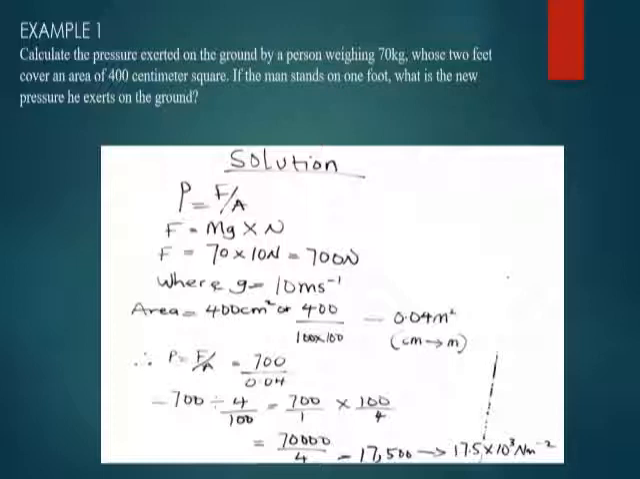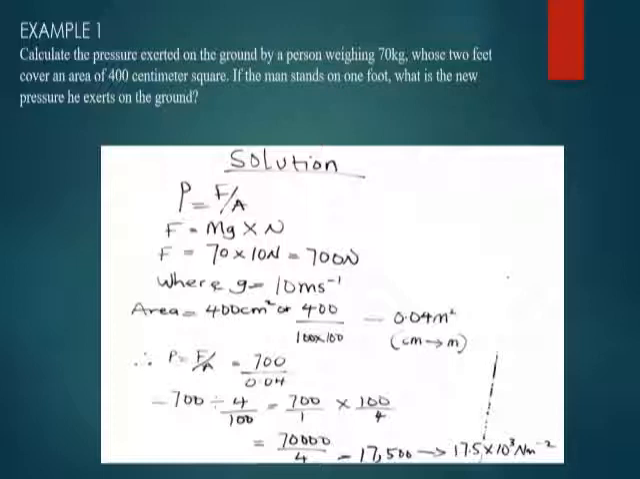And if the person stands on one foot, which means the area has been reduced and the force is constant, we have the area being divided into two. From 0.04 we have 0.02, and we divide by the same 700, which we have as our force, and we'll notice that whatever we get from that equation is going to be twice as much as this. Why? Because of what I earlier explained, whereby when the area is reduced, the pressure increases, and vice versa.